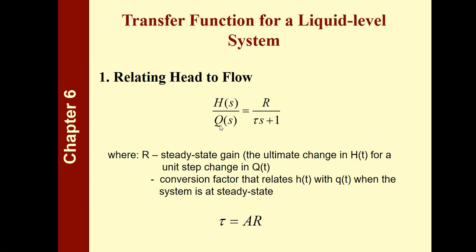So we now have the ready-made transfer function for our system, R over tau S plus 1 for our liquid level system. R is the steady state gain. I've mentioned that already, and it's the ultimate change in the level H for a unit step change in Q of t. So take note, for a unit step change in Q of t, that would be the ultimate change in the level. This would be our formula only for a liquid level system for the time constant.